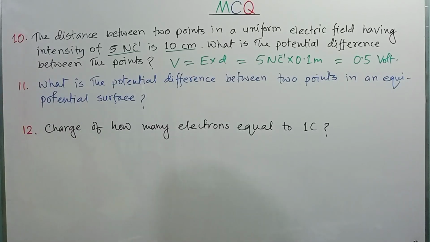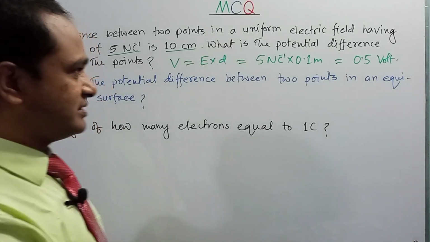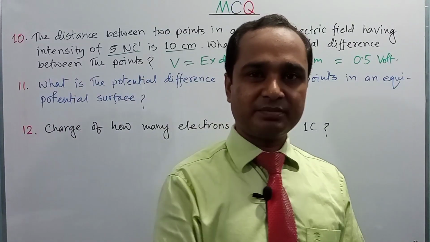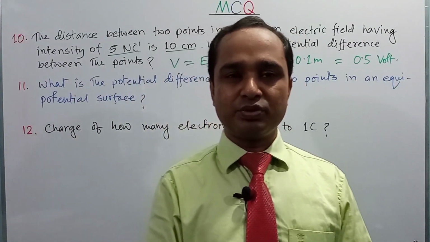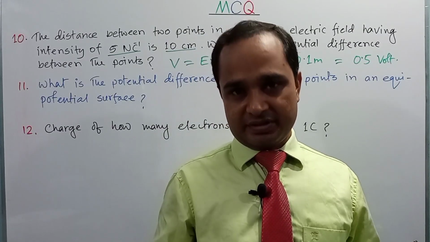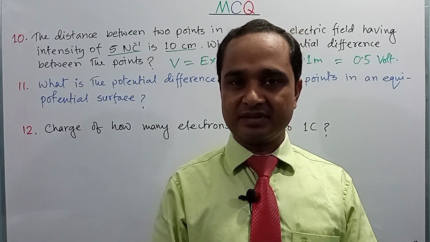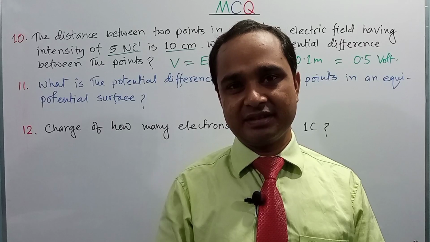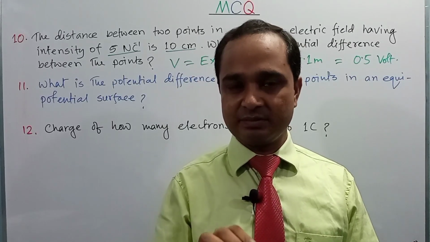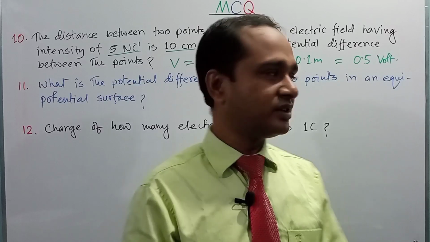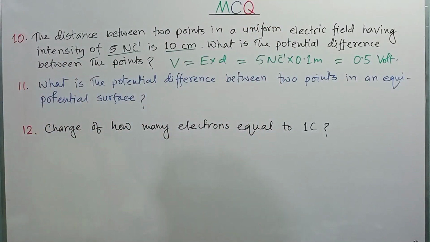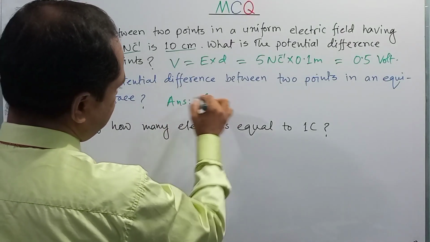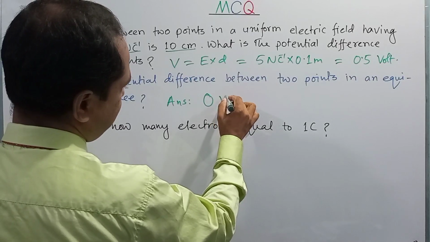Here the next question said that what is the potential difference between 2 points in an equipotential surface? You know, equipotential surface means the surface where the potential of all points are same. That type of surface are known as equipotential surface. So from the definition we can say that potential of all points are same, so there is no difference in potential. So the potential difference between 2 points of an equipotential surface will be 0, right? 0 volt.